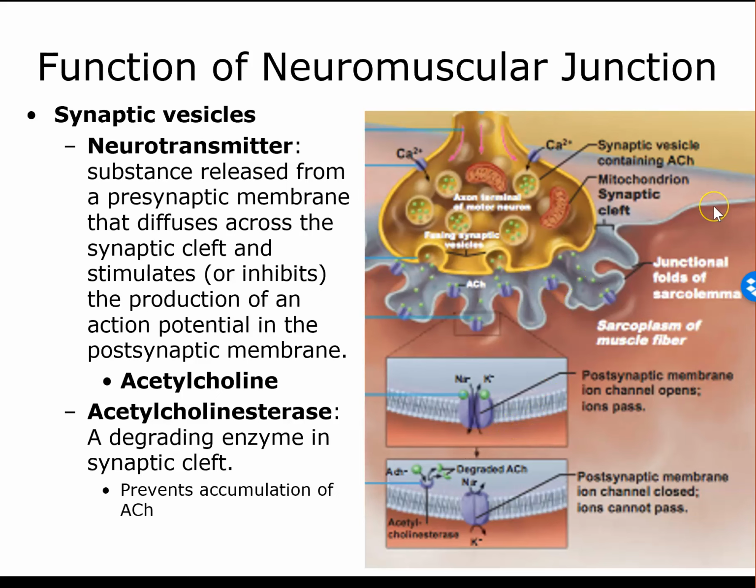this sarcolemma. We will also have acetylcholinesterase present to help to degrade acetylcholine. So once it's done attaching to the ligand-gated receptor, acetylcholine will be released and acetylcholinesterase will break it apart into acetic acid and choline. And this prevents the accumulation of acetylcholine so that that muscle can then relax or go back to its resting state.